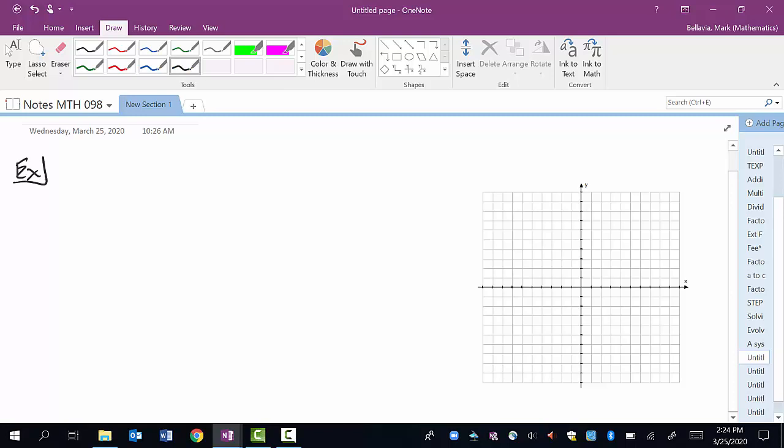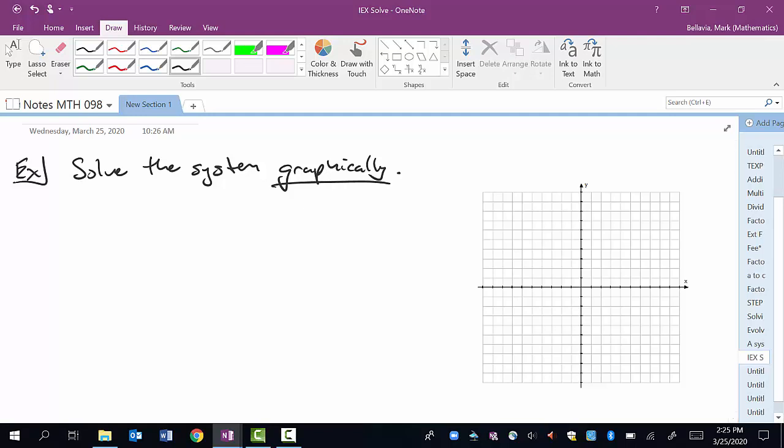So for this example, remember the directions here are going to say solve the system graphically, which means it wants you to graph the lines. What it doesn't mean is do it algebraically, which is what we're going to do in the next few sections. So graphically means that they want you to actually graph the lines. So the first line we have is x plus y equals -1.